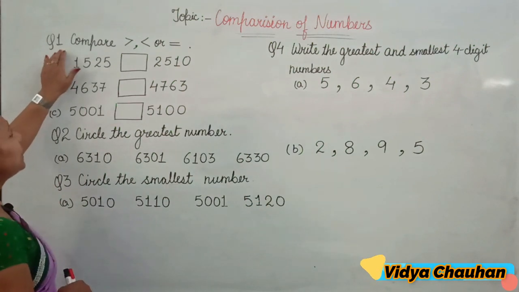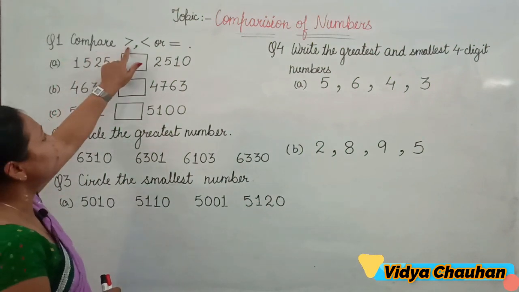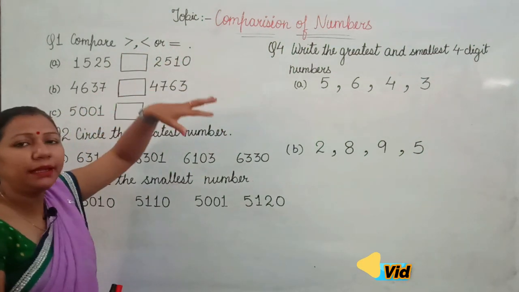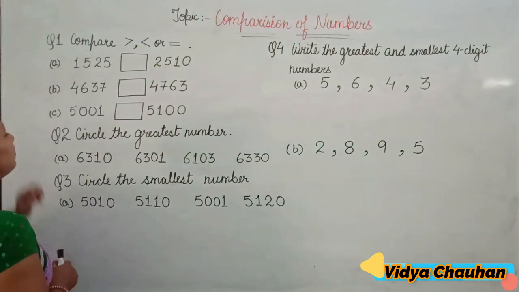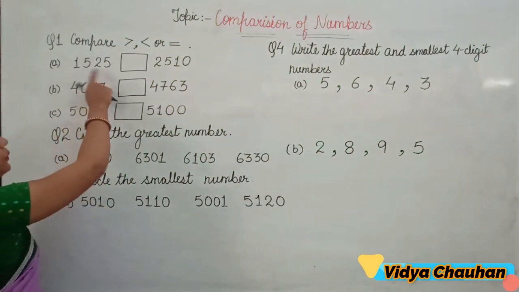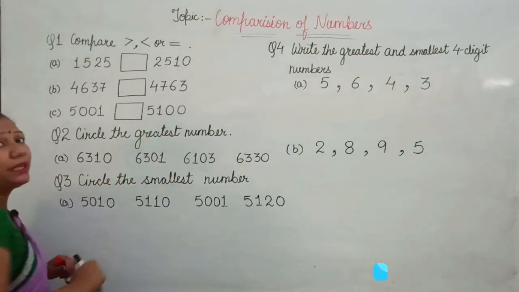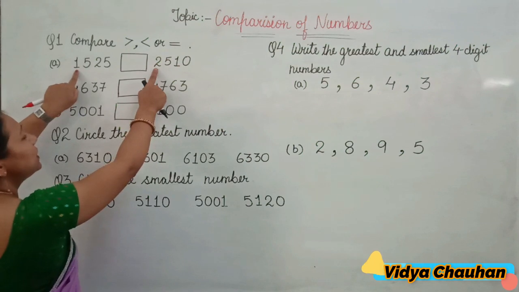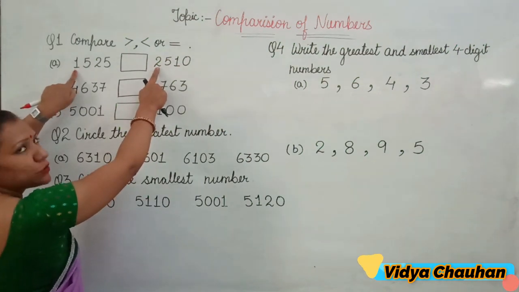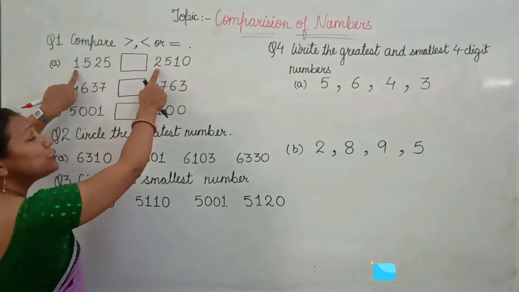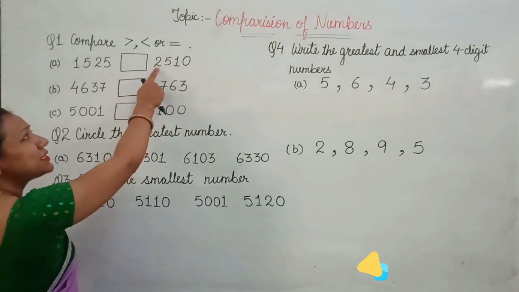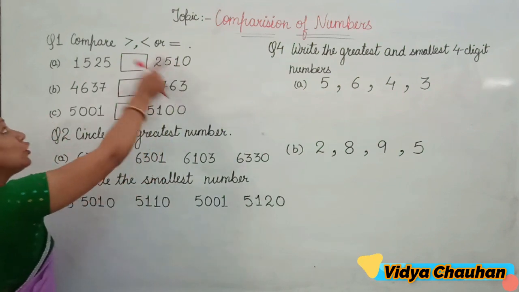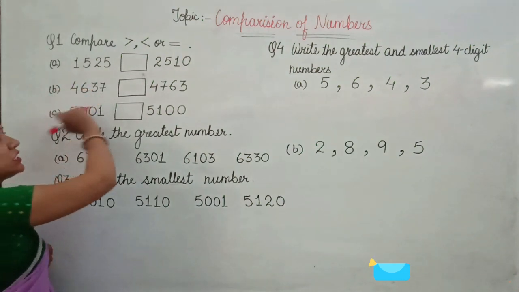Now, as you can see, the first question, compare, and you have to put the sign of greater than, less than or equal to by comparing the numbers. In the first number, it is 1525 and 2510. If I compare its first digits, so the digit at 1000 place here is 1 and the digit at 1000 place in the next number is 2. Which value is greater? Yes, 2 is greater. Since 2 is greater, it means this complete number is also greater than the first number.